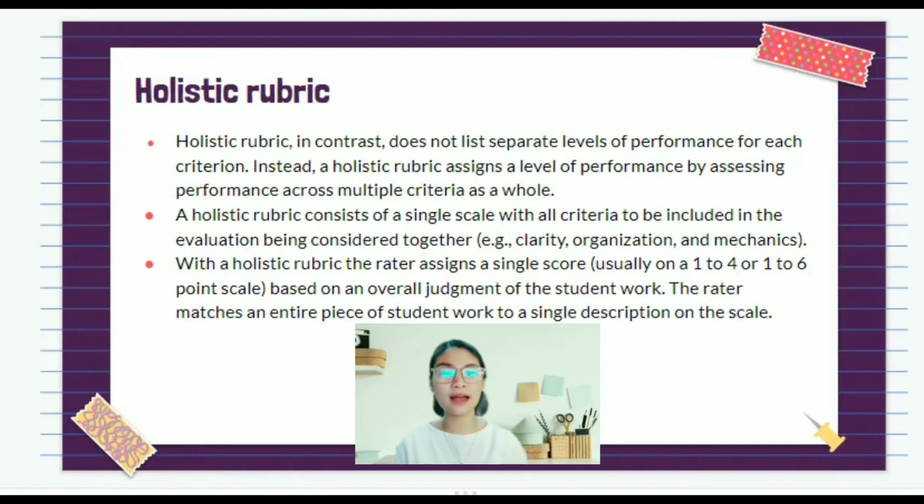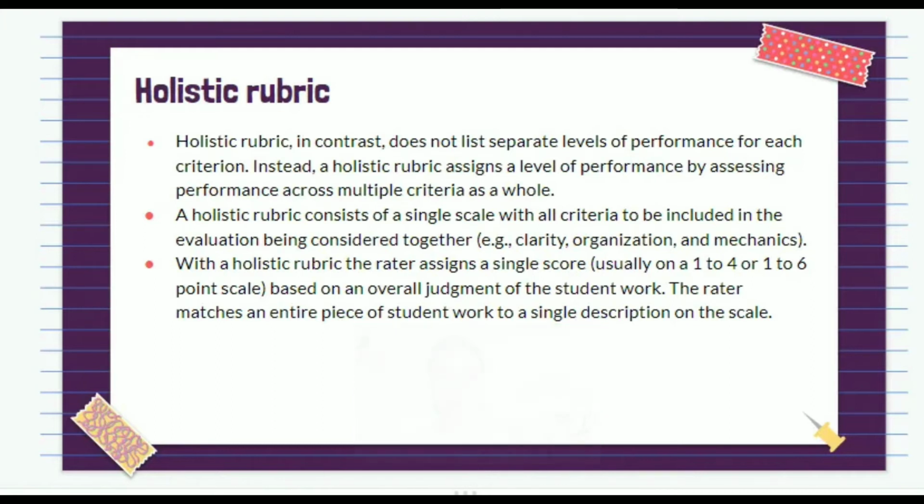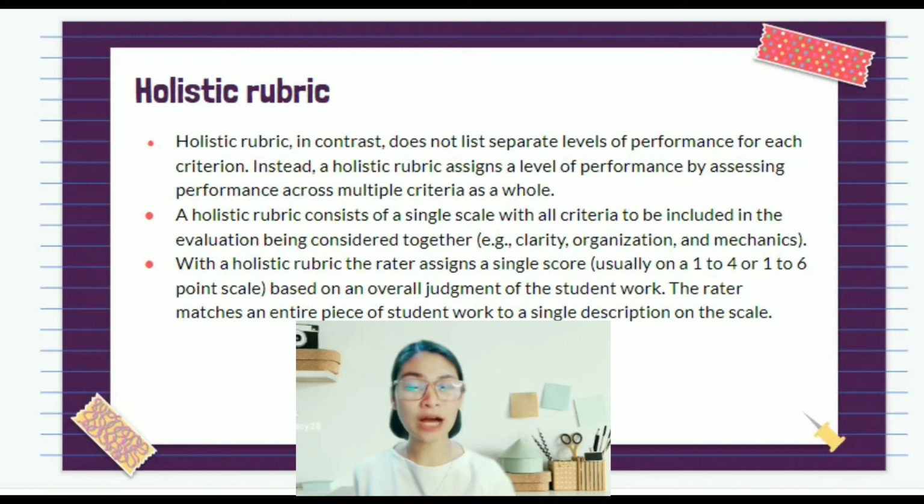With a holistic rubric, the rater assigns a single score, usually on a 1 to 4 or 1 to 6 point scale. Based on an overall judgment of the student work, the rater matches an entire piece of student work to a single description on the scale. Now let's move on to the advantages of holistic rubrics. It puts emphasis on what the learner is able to demonstrate rather than what she cannot do. It saves time by minimizing the number of decisions raters make and can be applied consistently by trained raters, increasing reliability.